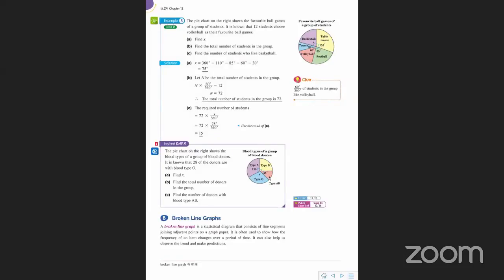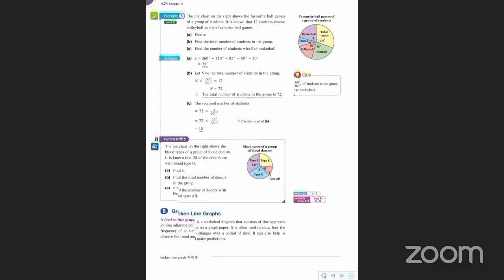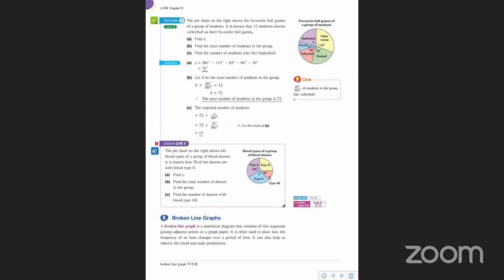And you can see this is page 24. Okay, and then we started this one yesterday, right? Broken line graph, right? Broken line graph. And look at this part, and then look at this part. And then at the bottom, okay.